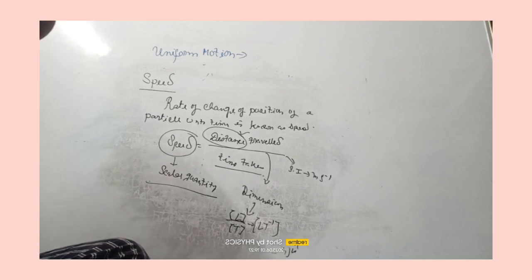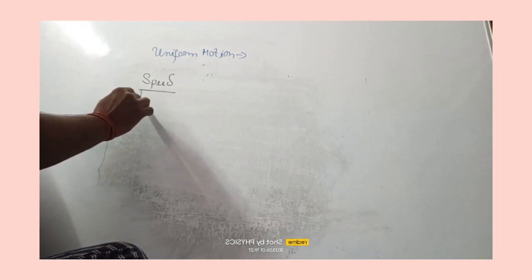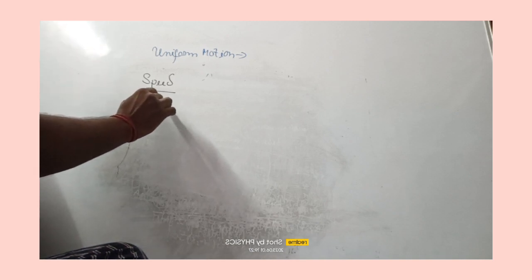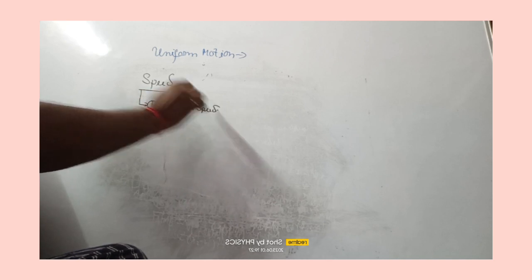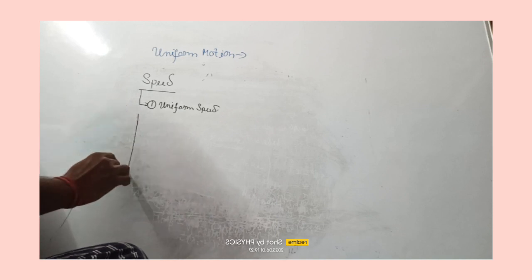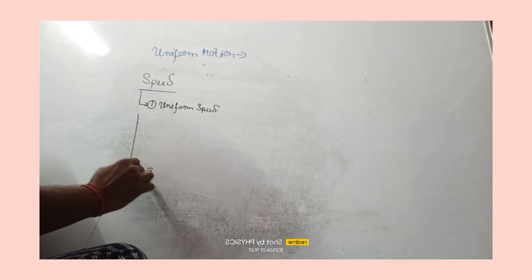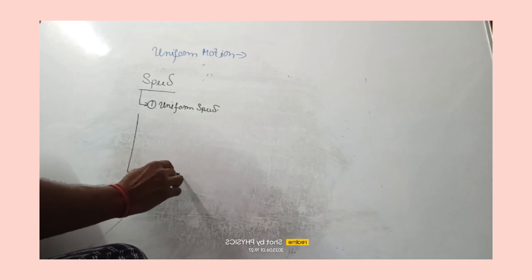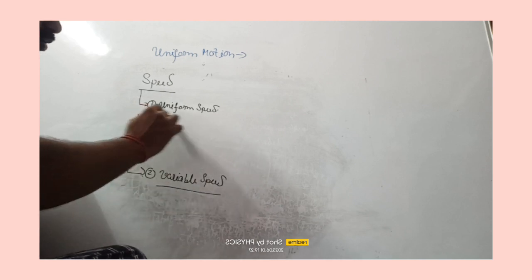Now the speed can be split into two parts. Number one is the uniform speed, and number two is the variable speed. Now what is the uniform speed?